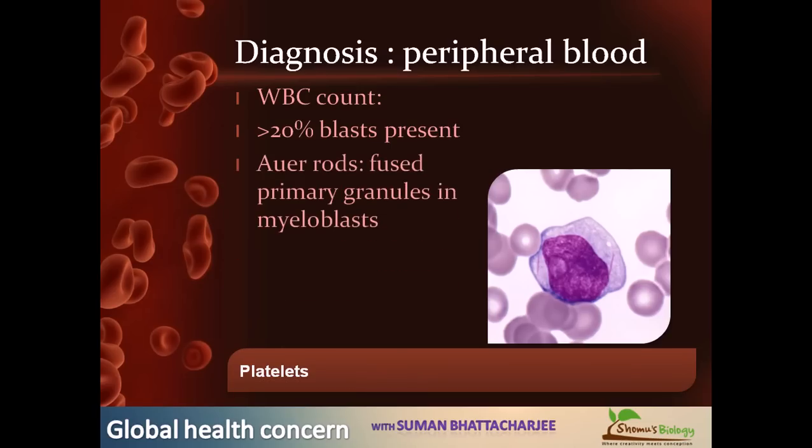And also we can find the Auer rods. These rods are fused primary granules in the myeloblast. The example of an Auer rod is given here, where you can see the primary granules are fused. As a result, you can find a giant granule inside. It's not a nucleus, it's a granule, a giant granule you can find inside the cell in the blood stain.